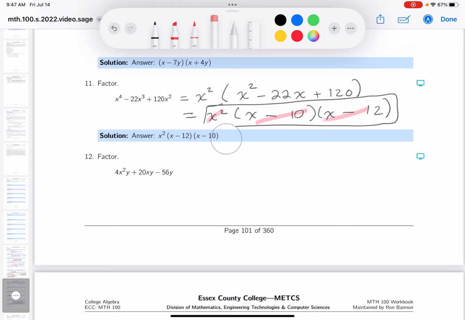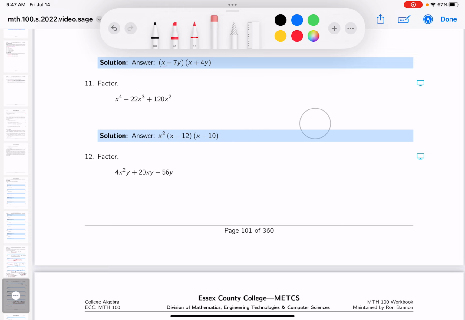I want to do the AC rule. I'm going to erase this now, and let's go for it again. This time I'll use the AC rule though. You still need to factor out the GCF, x squared. What do you get? x squared times x squared minus 22x plus 120. Let's write down the AC rule. What's that going to be? Well, A is 1 and C is 120.